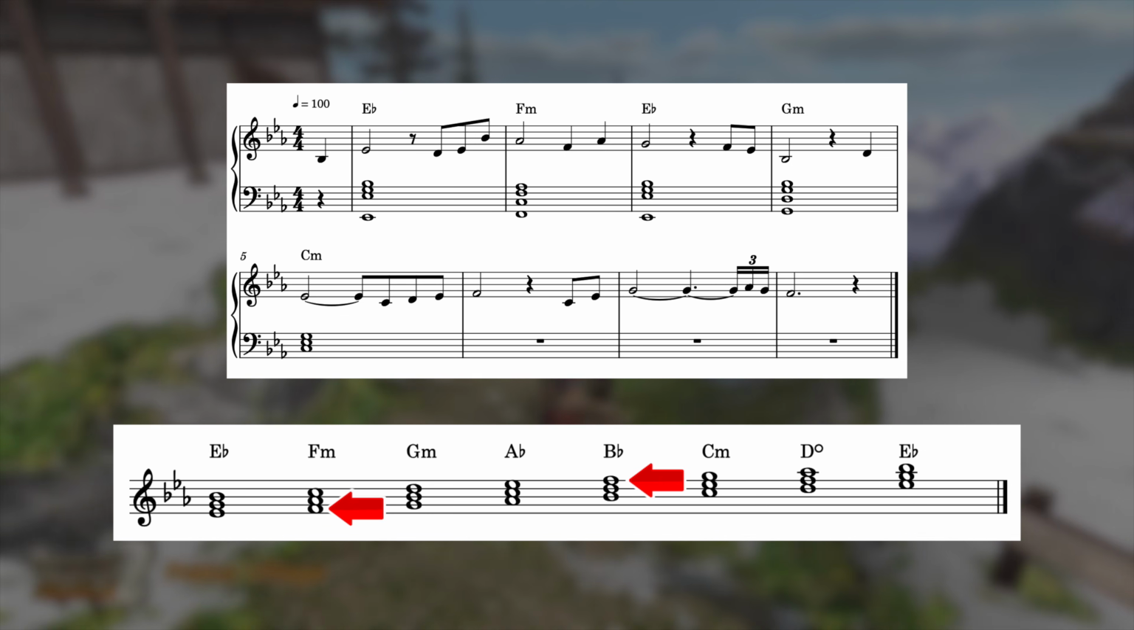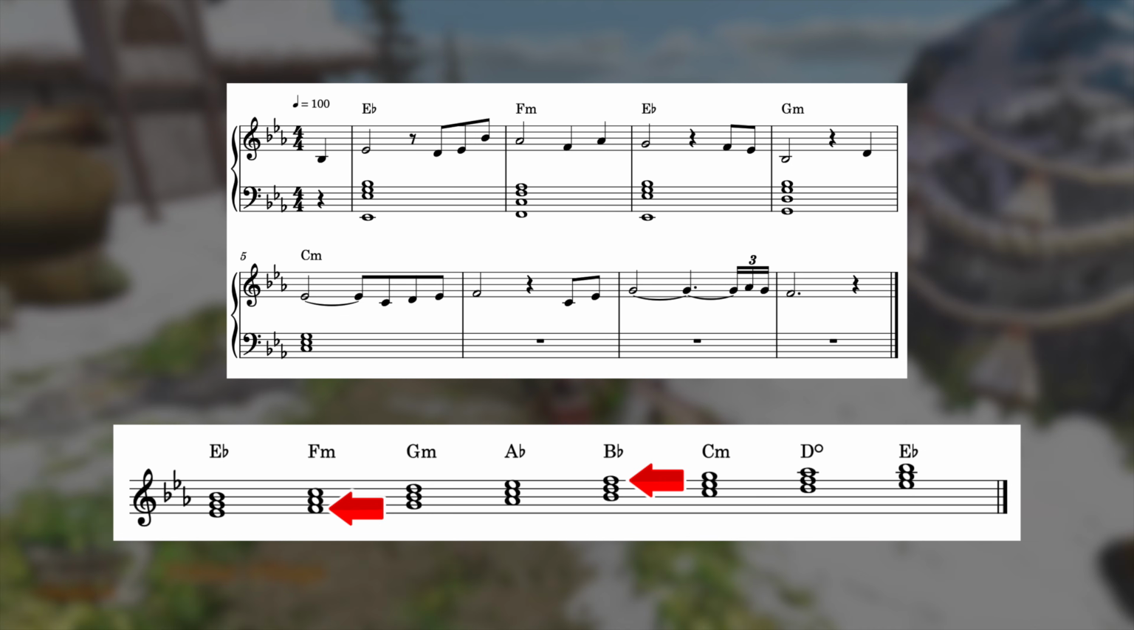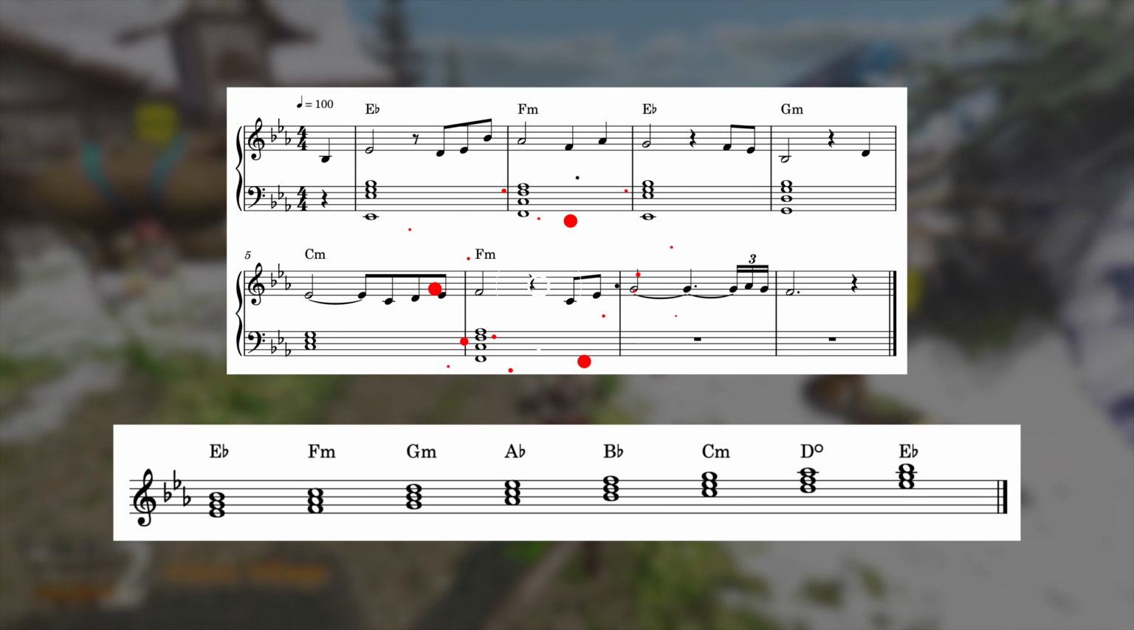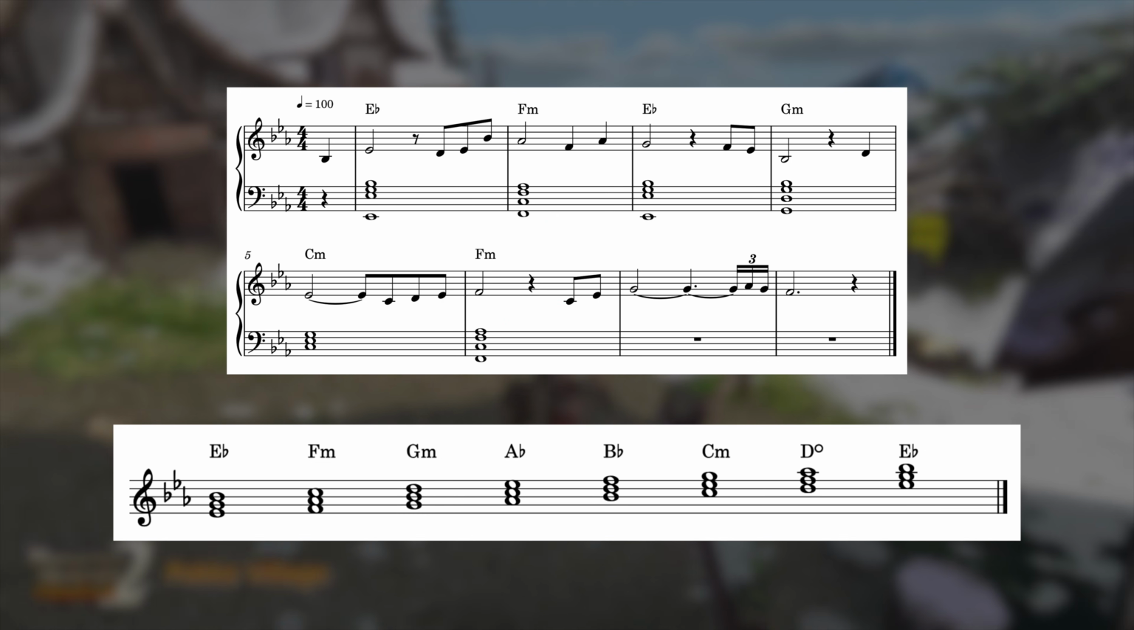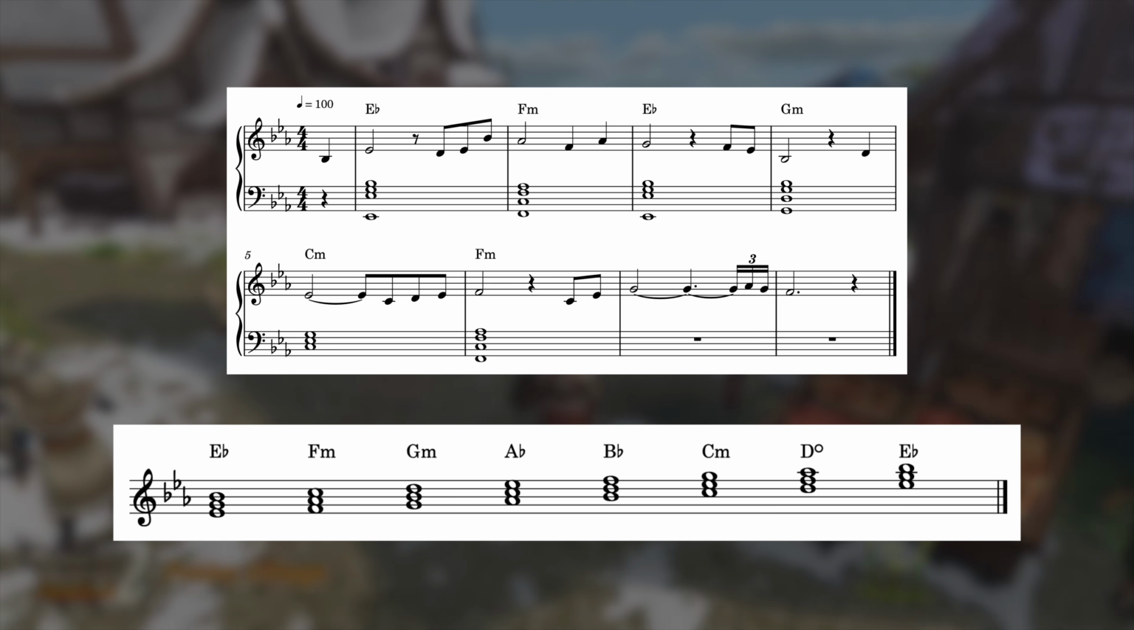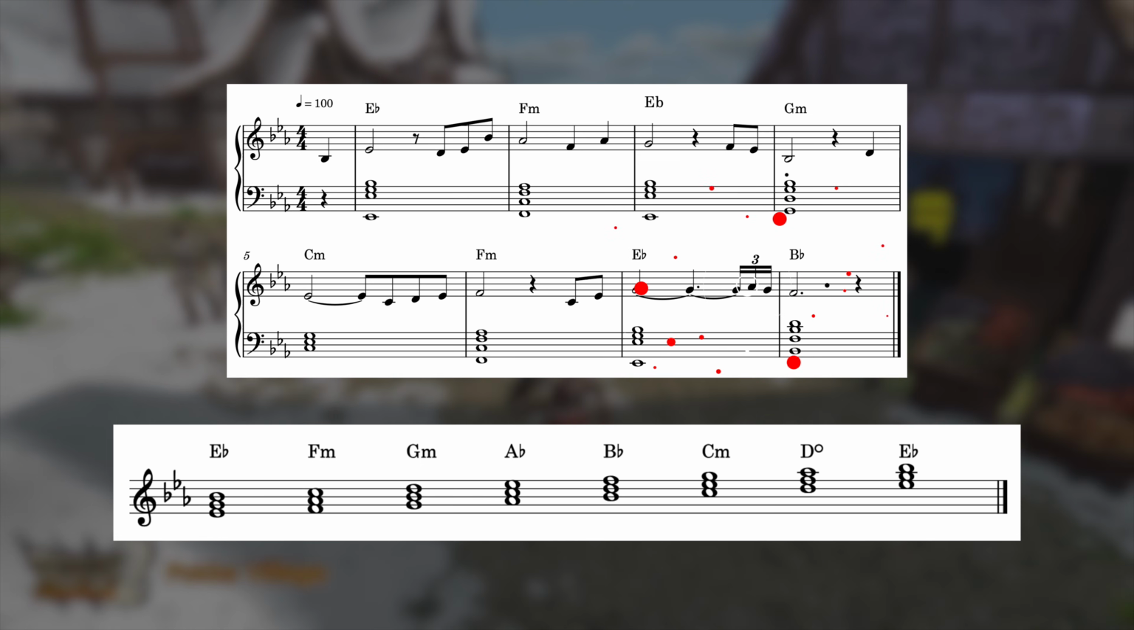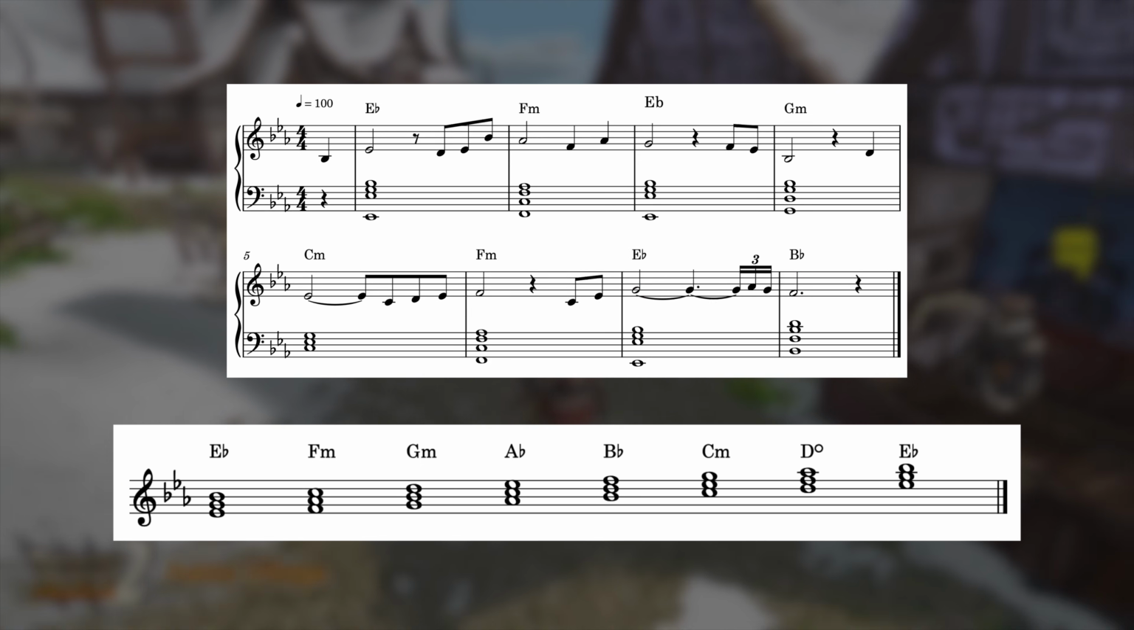Bar 6, we have F again. F minor or B flat are good choices. Again, I'm sticking with the dark sound of minor, so F minor it is. But now let's finally let in the light in bar 7 and 8, using an E flat chord for that G and a B flat chord for the F. So here's the whole harmonization.